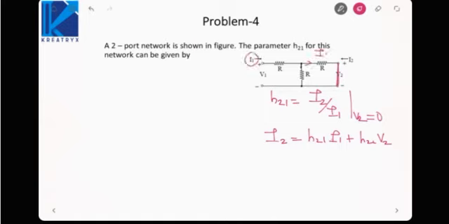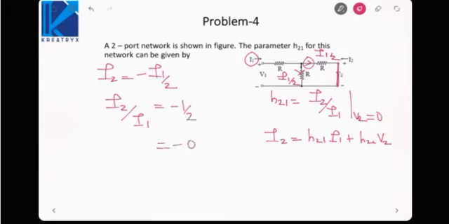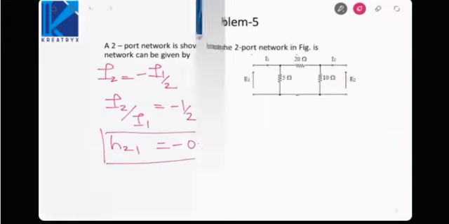Current here will go I1 by 2. Here also I1 by 2. That means I2 is equal to minus I1 by 2, because their direction is opposite. Now that means I2 by I1 will be equal to minus half. That is minus 0.5. So that is the parameter H21 for the given network.